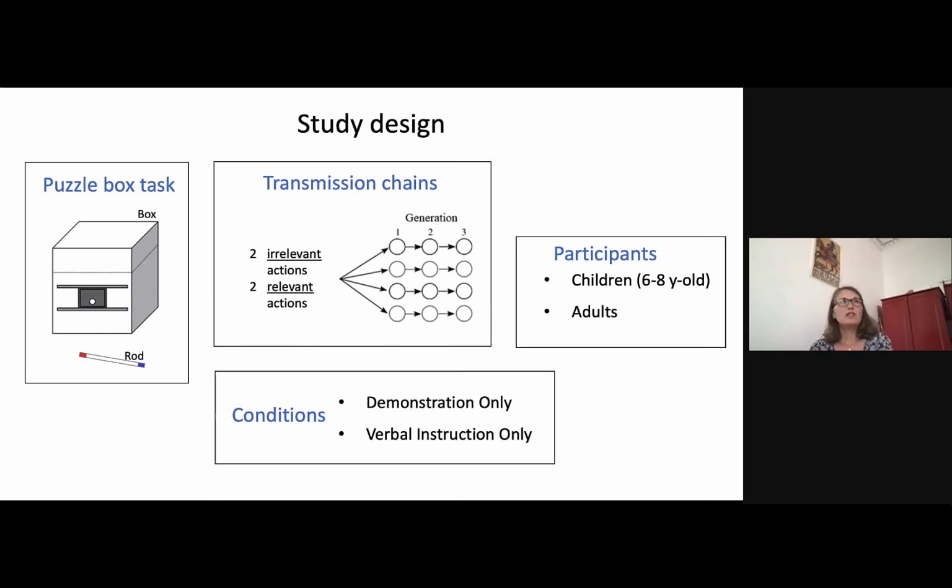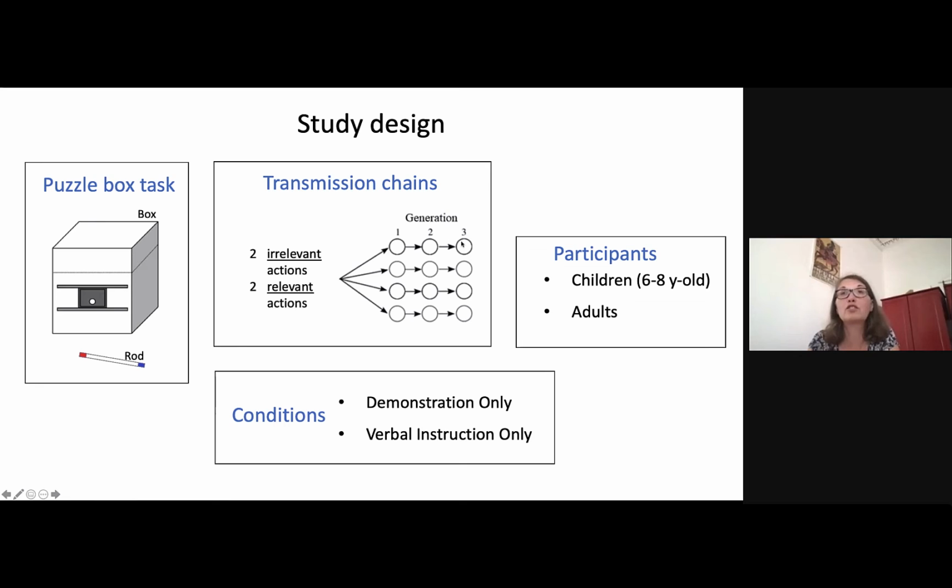Now, the task we used was similar to the one I just showed earlier, so it's extracting a reward from a box using a rod. This includes relevant and irrelevant actions. And we used transmission chains where there was a seed, an initial sequence of actions, from relevant to irrelevant, that was produced by a participant that we trained. And this was shown to the first generation in a chain. The output of this generation was given as input to the next generation, and so on.